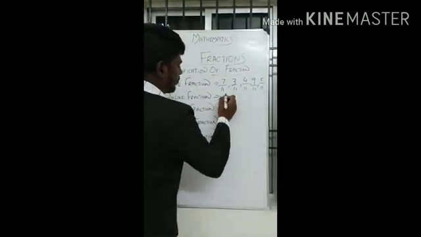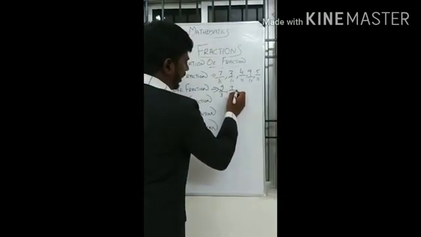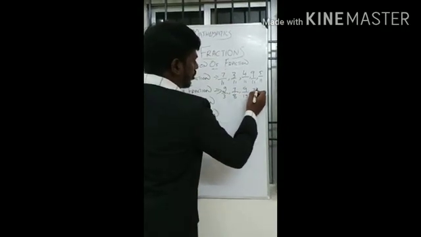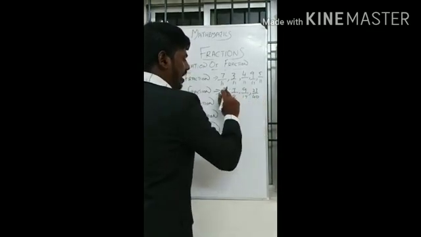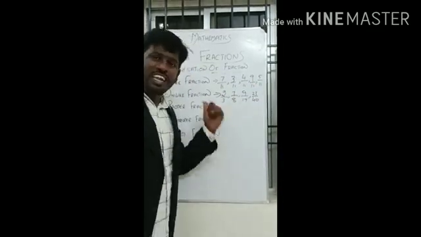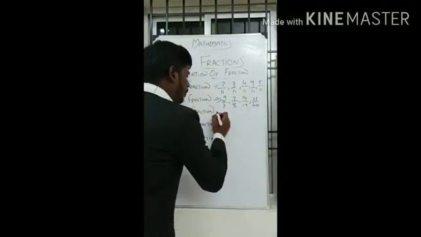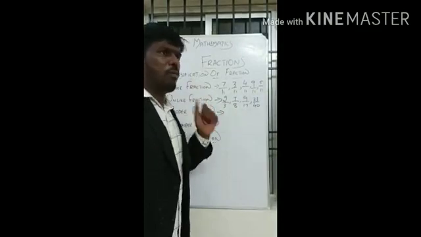For example, 2 by 3, 7 by 8, 9 by 17, 23 by 40. See, the denominators are different and the numerators are different. So then it is called an unlike fraction. Then proper fraction.